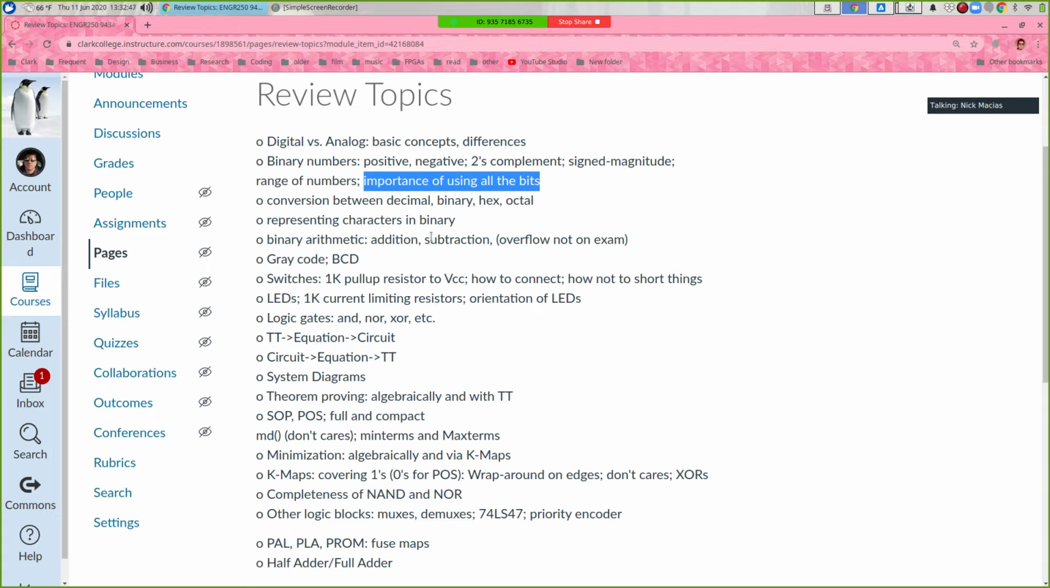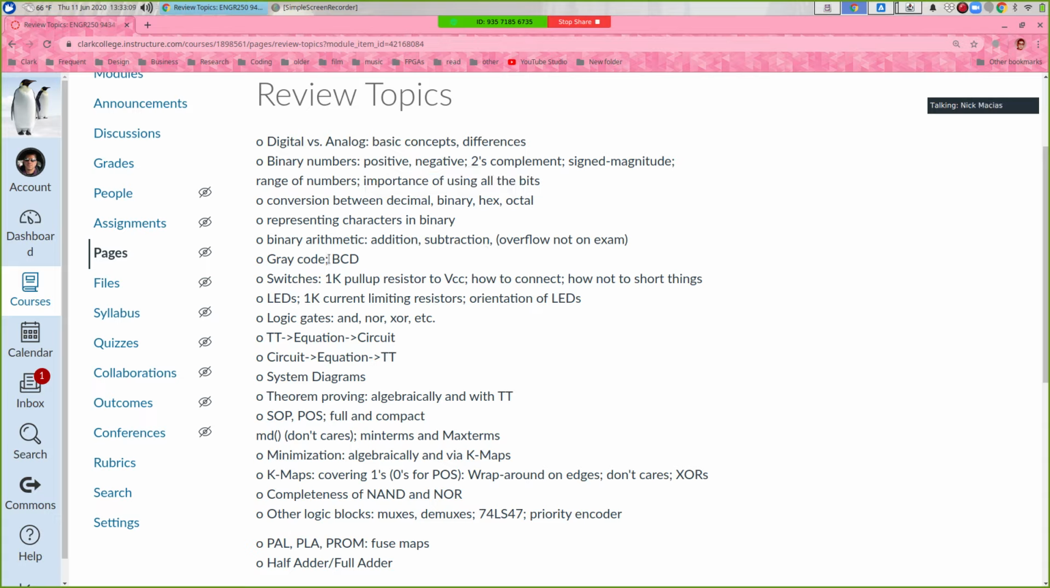Alright, we talked about addition and subtraction. We have not really talked a lot about overflow, and that's not going to be on the exam. It's talked about in the text. But how do you detect when you have an overflow situation? Basically, if your sign bit changes, when you add 2 positives, if you get a negative number, you've got an overflow.